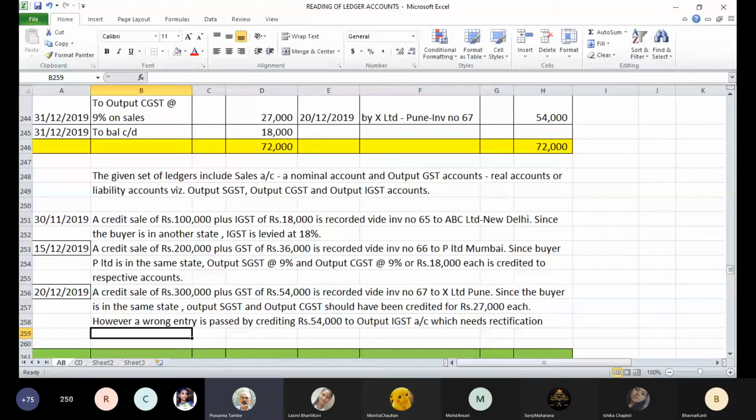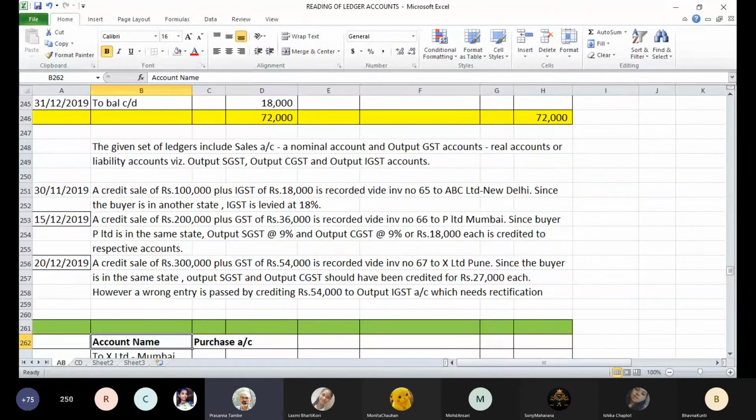Rectification. Okay. A credit sale of rupees 3 lakhs plus GST of 54,000 is recorded while invoicing, invoice number 67, to X Limited Pune. Since the buyer is in the same state, output SGST and output CGST should have been credited for 27,000 each. However, a wrong entry is passed by crediting 54,000 to output IGST account, which needs a rectification. Have you understood this? Because it's a wrong entry, it will require rectification. Have you understood why this rectification is required?